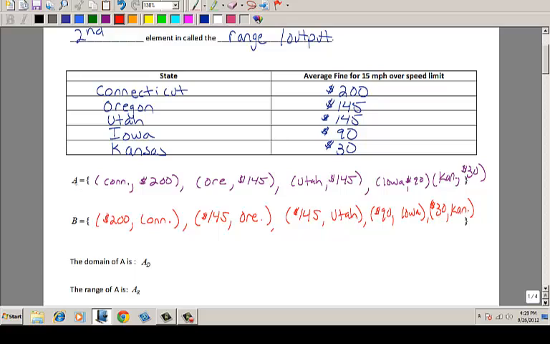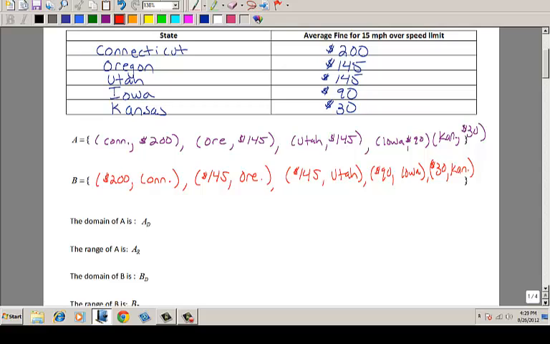Okay. Again, relation A is a set of ordered pairs. Relation B is a set of ordered pairs. Let's look at the domain for relation A. The domain of relation A is going to be all its input or first elements. In this case, Connecticut, Oregon, Utah, Iowa, and Kansas. So we say that the domain of relation A is going to be Connecticut, Oregon, Utah, Iowa, and Kansas.